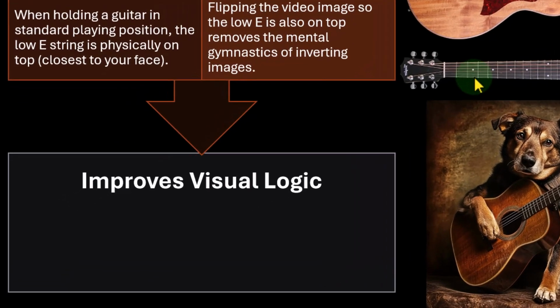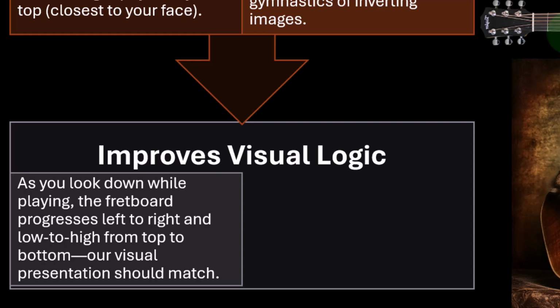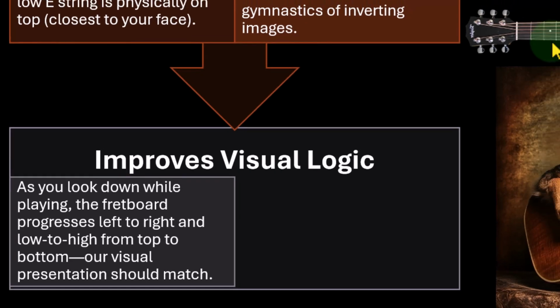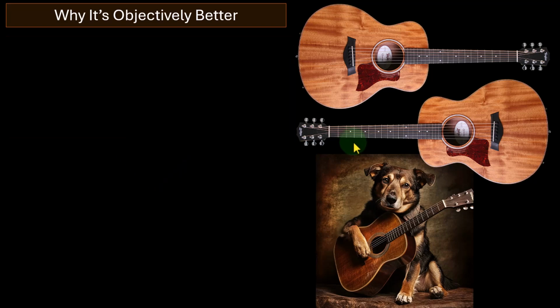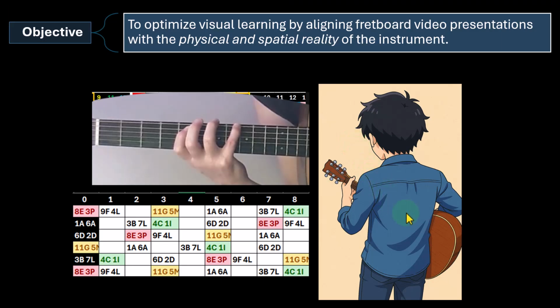So it improves visual logic. As you look down while playing, the fretboard progresses left to right and low to high from top to bottom. Our visual presentation should match. So in other words, when we're behind the guitar, then clearly the top string is up here. We're looking top to bottom and then left to right, kind of like we read a book.